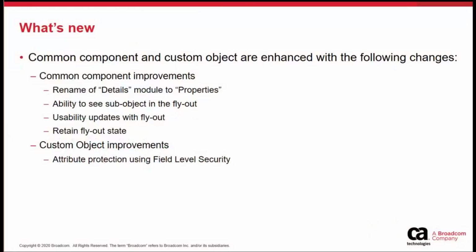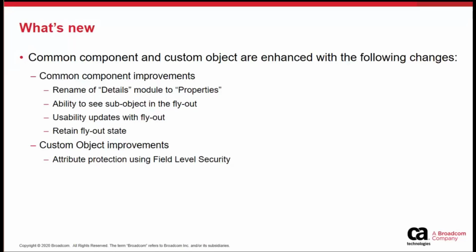So in 15.9, we have made changes to the common components. We have made improvements to the common components where the details modules that were available in the flyout and the details module that were in the object instance itself, we have finally made a way to distinguish the two. And the way we are doing it is by calling the details that are inside the object instance as properties. This is what our customers have known it as in the past. This is how we refer to it in the classic. So we are making that change where the opening of an object instance will then be referred to as properties.